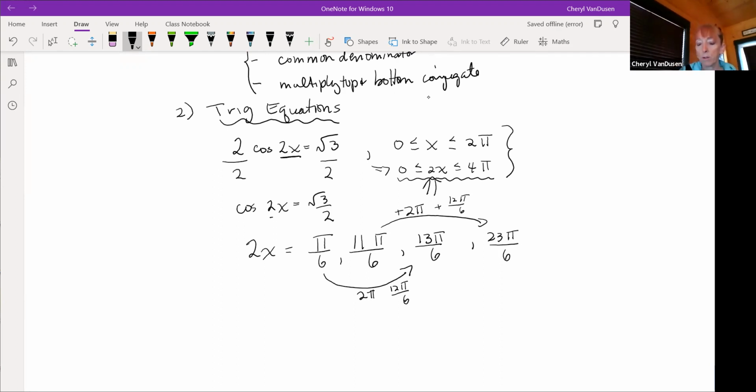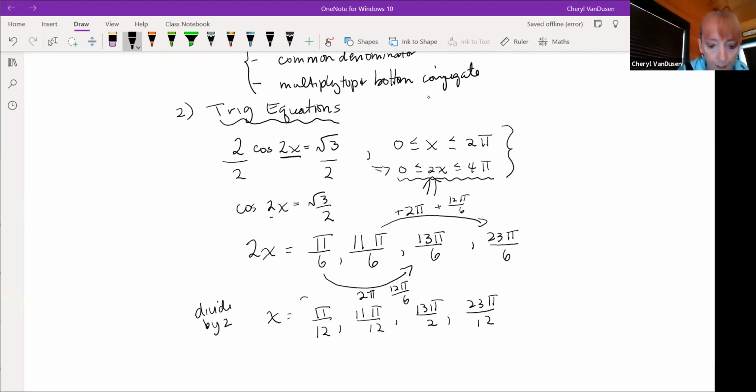So now we've got answers that range from 0 to 4 pi. So we're ready to roll and get our final answers. And what we do is we just divide by 2 to get our final answers. Now dividing by 2 is like multiplying the bottom by 2, right? Multiplying by a fraction. So these will turn into the answers pi over 12, 11 pi over 12, 13 pi over 12, and 23 pi over 12. And we can put it in a nice little set if we want to, something like that.